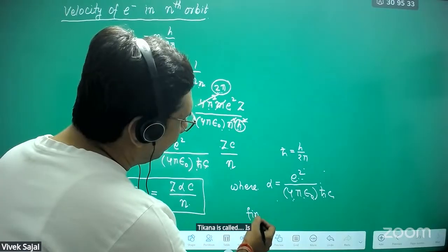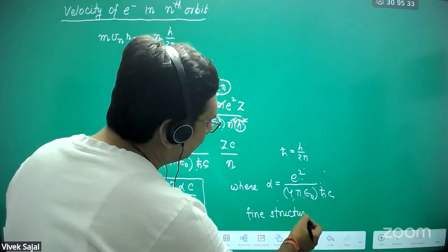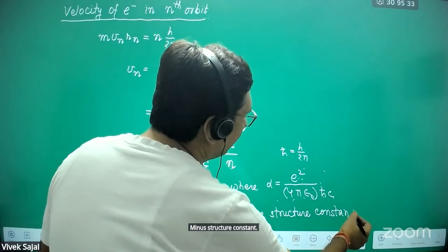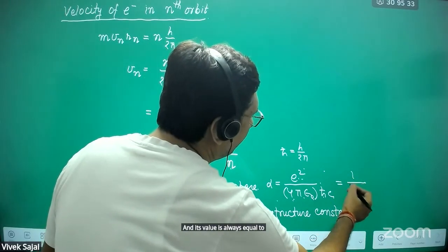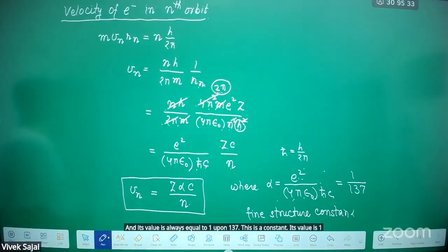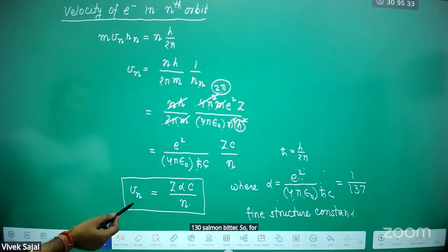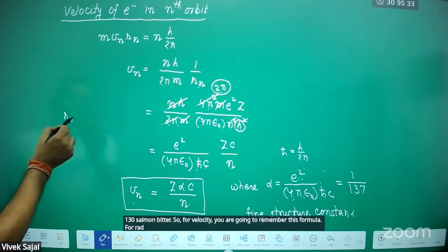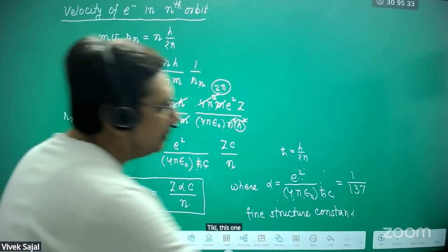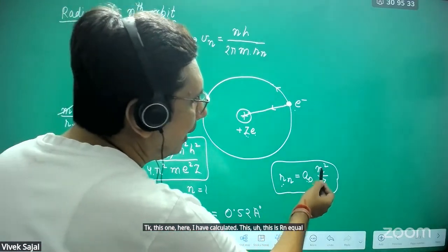This is called the fine structure constant, and its value is always equal to 1 upon 137. This is a constant. So for velocity, you are going to remember this formula. For radius, you are going to use this Rn equal to a naught n square upon Z.